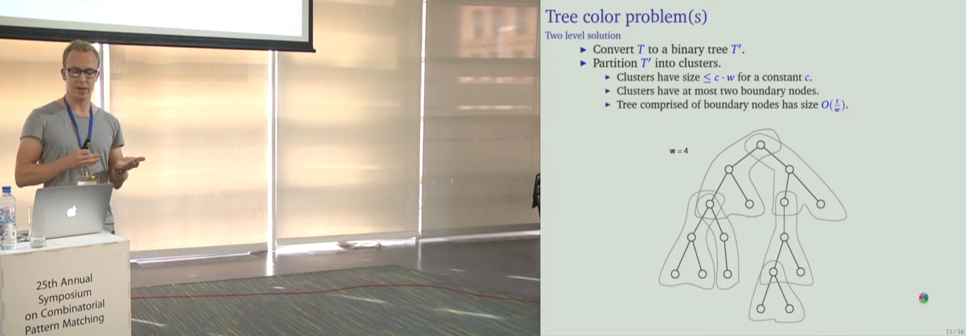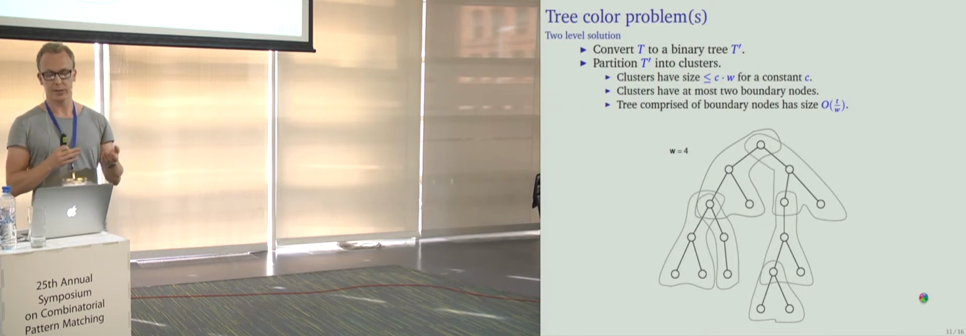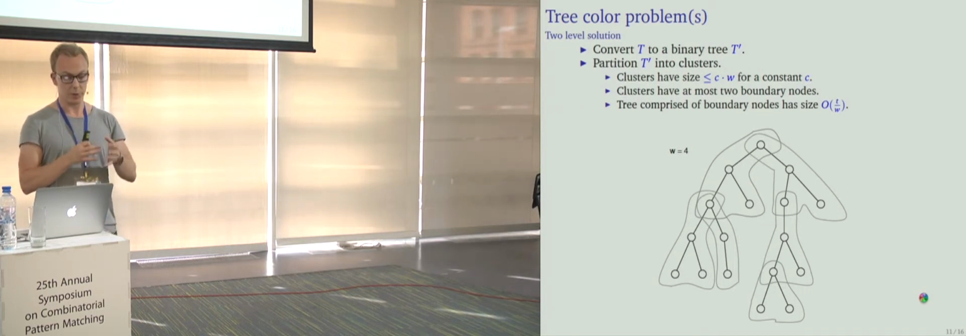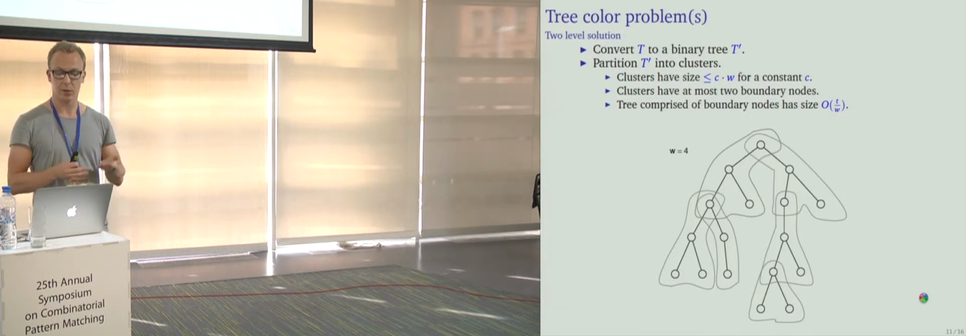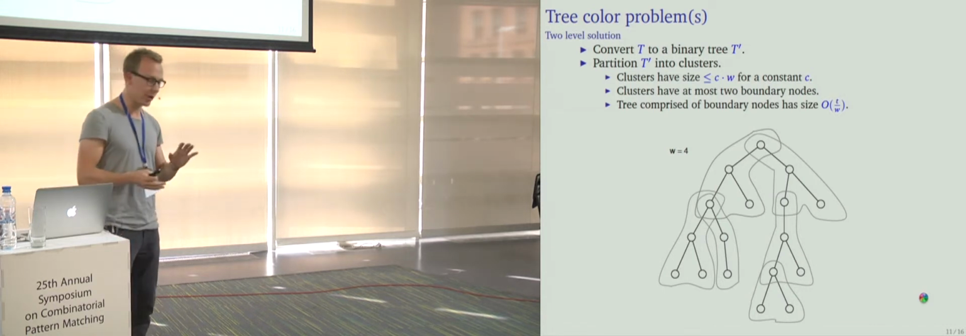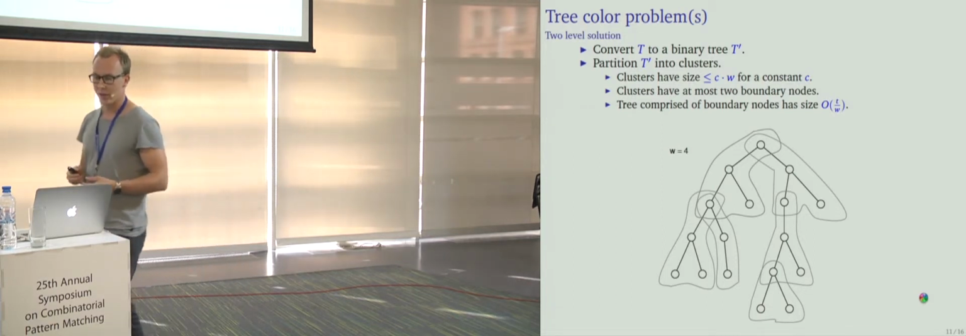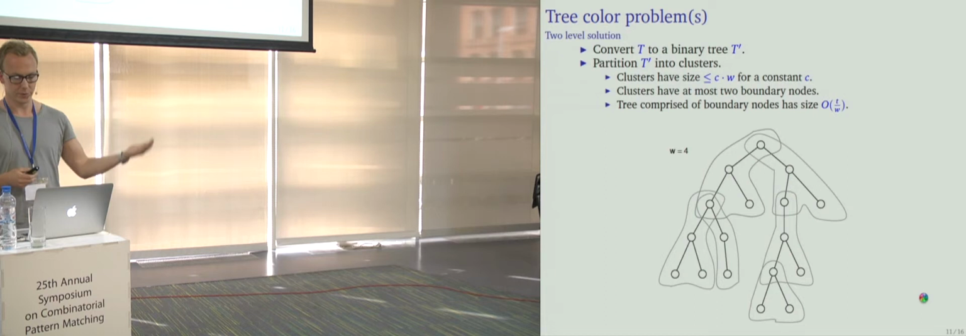So now we have a tree that is comprised of the boundary nodes of the clusters, and we want to make a solution for that tree, and then also come up with a solution for the actual subtrees that are the clusters. And the way we do the clustering is that we want the clusters to have size order of W, and just to remind you what W is, it's the word size.